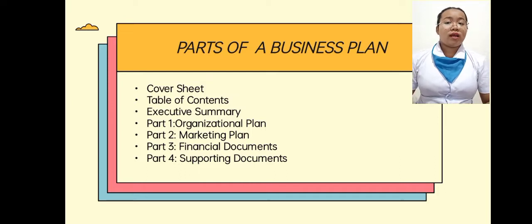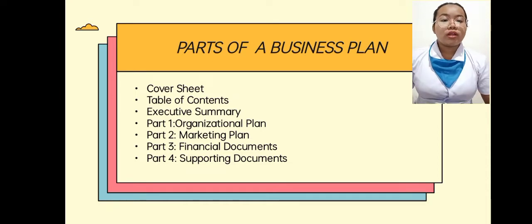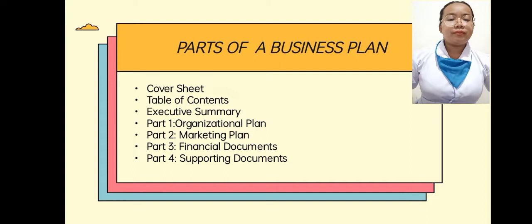Now we have here the parts of a business plan. It starts with the cover sheet, table of contents, followed by the executive summary, organizational plan, marketing plan, financial document, and supporting documents. Later on, we'll get to know the description of the things behind each part of the business plan. So let's proceed to the next slide.